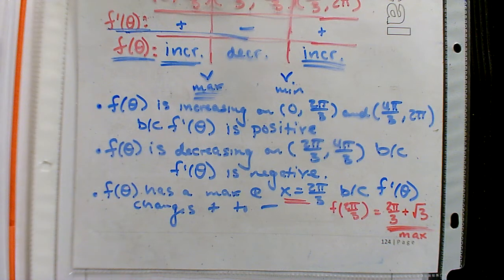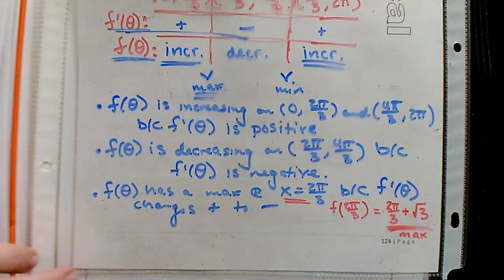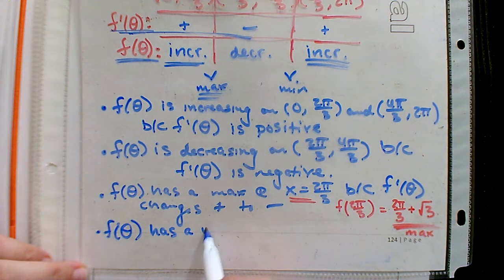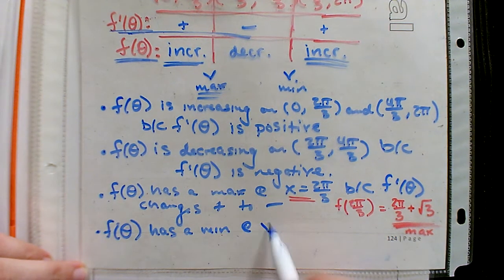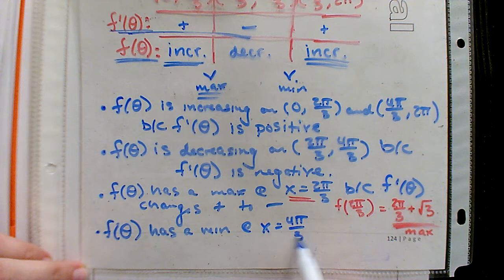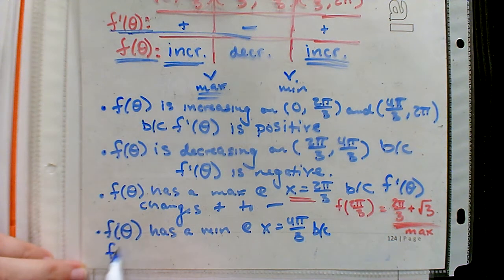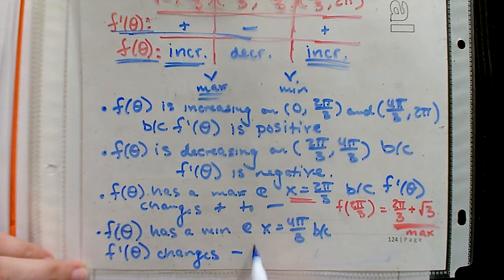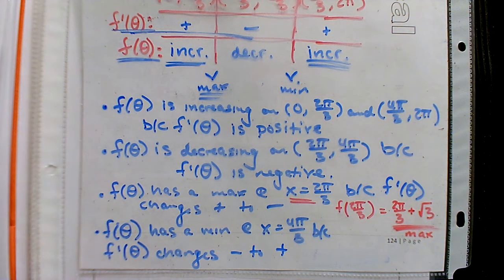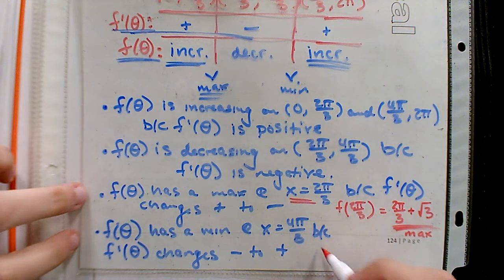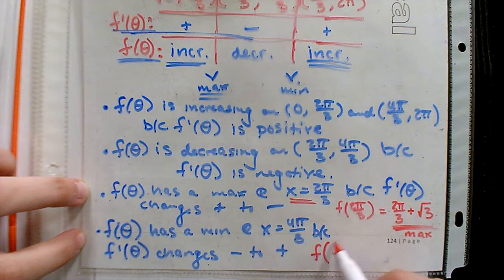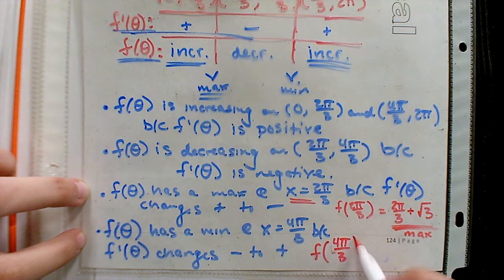Let's write a similar statement, but for a minimum that we identified. So f of theta has a min at the x value of 4 pi over 3 because f prime changes, we'll say, negative to positive. And since we have the original function at our disposal, we'll use it to figure out the height of the minimum. We're going to plug in 4 pi over 3.